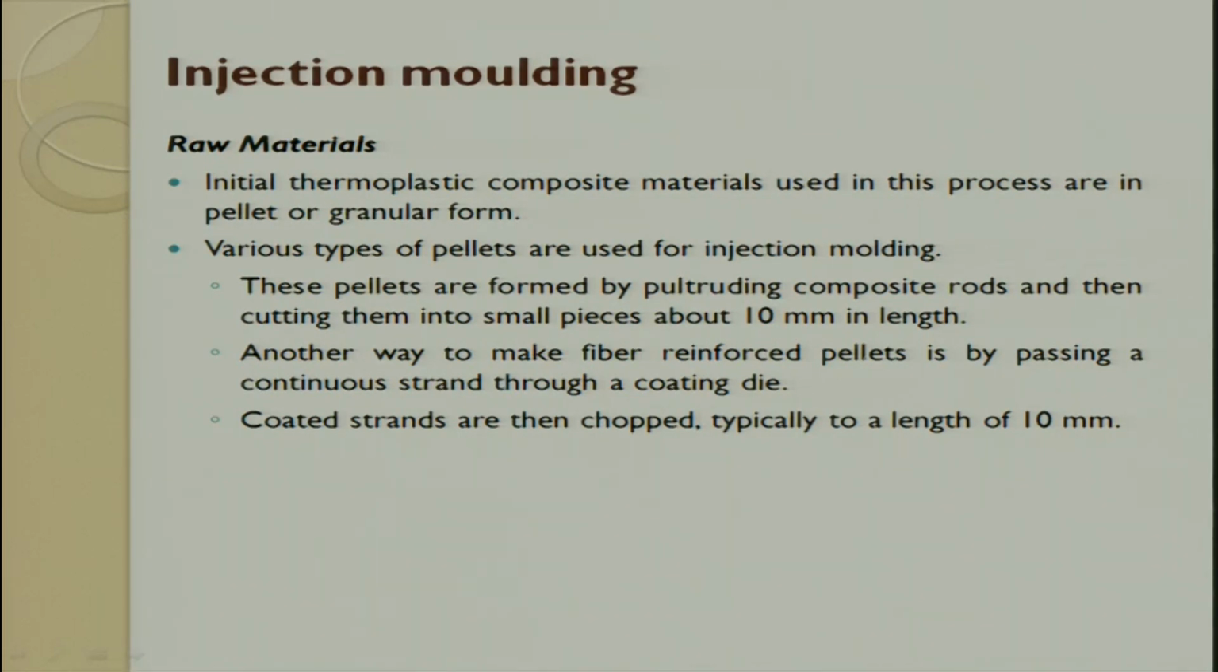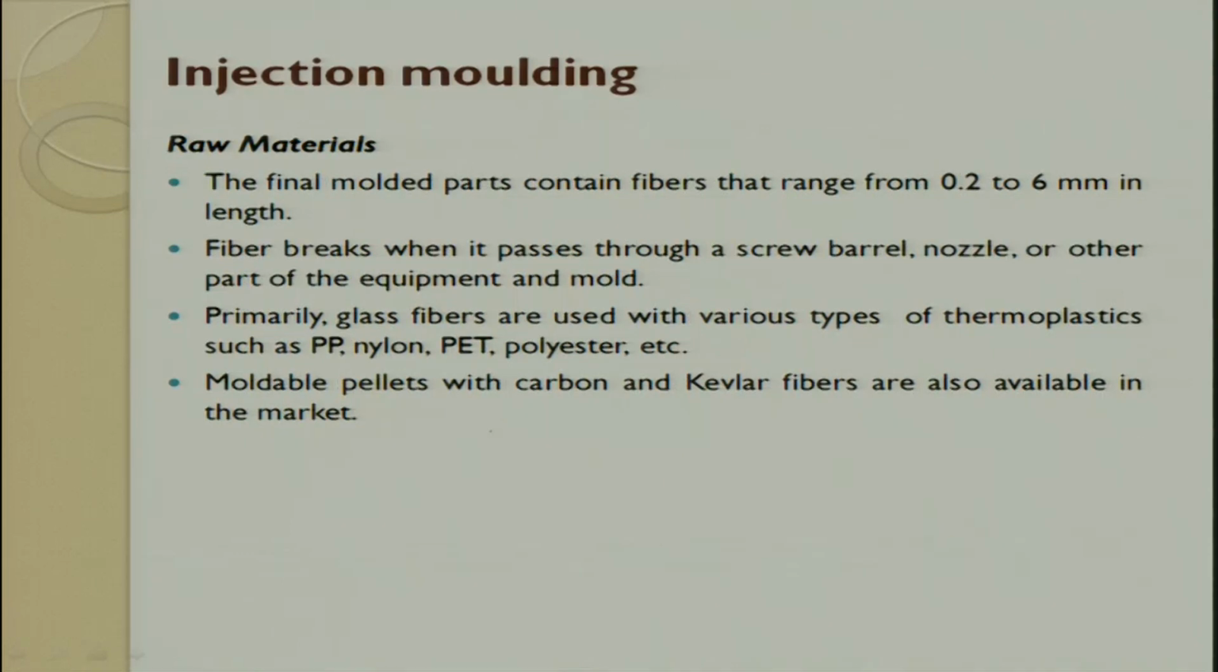So, the pellets or the granules is the shape which we have. They also can be coated strands that are chopped, typically of a required length of 10 millimeter, so that you get the required output. Once the pellets are made, they pass through a barrel, and in this barrel you apply high pressure, high temperature. The other end of the barrel is attached to a nozzle, and through this nozzle at very high pressure you inject it inside a die, and in that die the part gets consolidated to make a required output. So, that is the entire process.